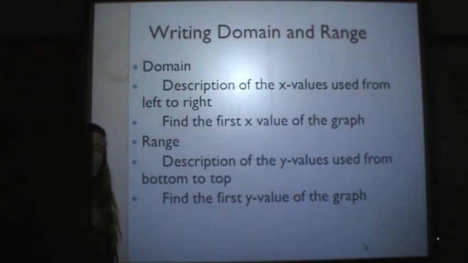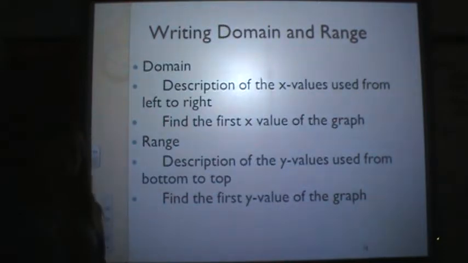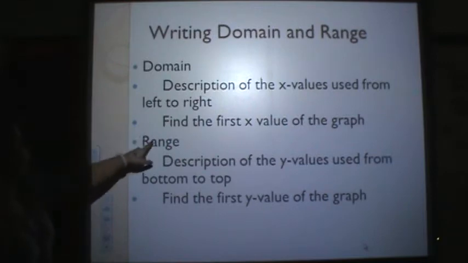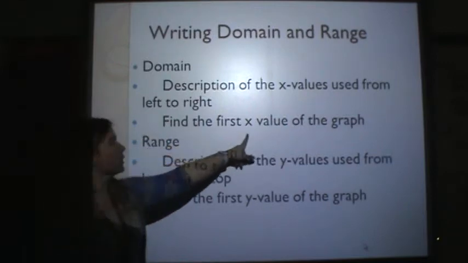Now we're going to talk about domain and range again. Remember, domain is a description of all your possible x values and range is all your possible y values. But when you have a graph, there's an infinite amount of x values and y values. So what we look at is we're going to find the first x value of the graph.